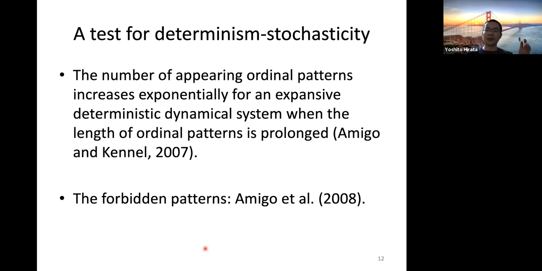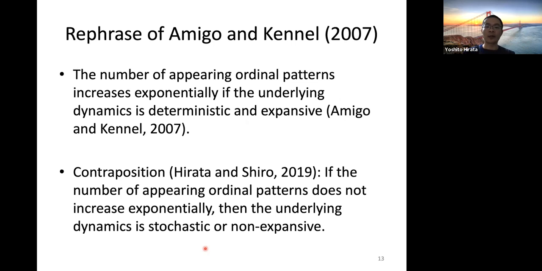So we would like to use this theorem, but more rigorously. We take the contraposition of the theorem, which says that if the number of appearing ordinal patterns does not increase exponentially, the underlying dynamic is either stochastic or non-expansive.